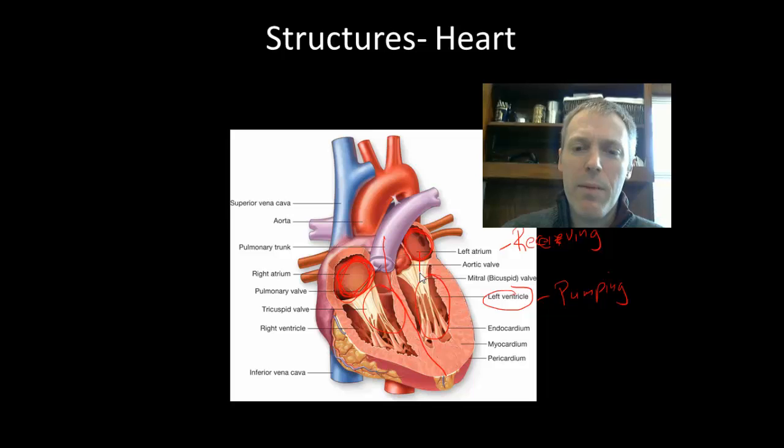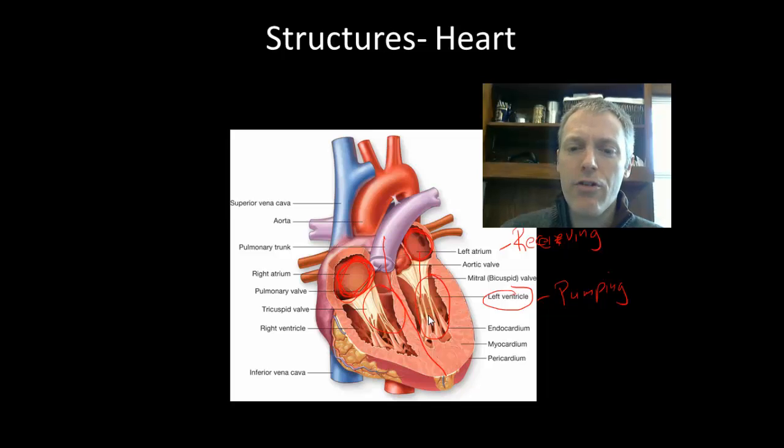And then they only have to pump it about an inch to get it from the atria down to the ventricles. So they don't have to pump the blood very far, so they don't need very strong walls. The ventricles, on the other hand, being the pumping chambers, have to pump the blood possibly a long way. The right ventricle pumps blood out to the lungs, and that's about 6 or 8 inches, and so you can see they've got pretty thick walls.